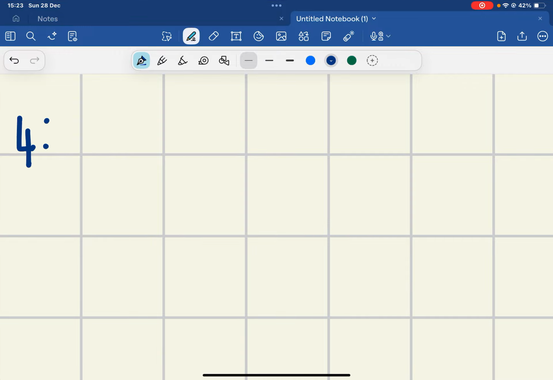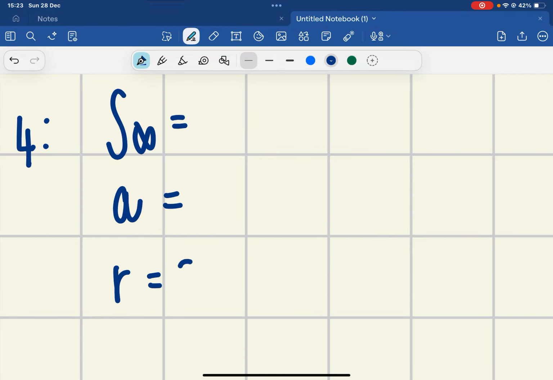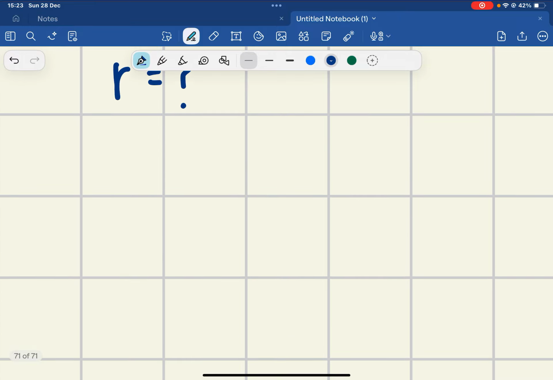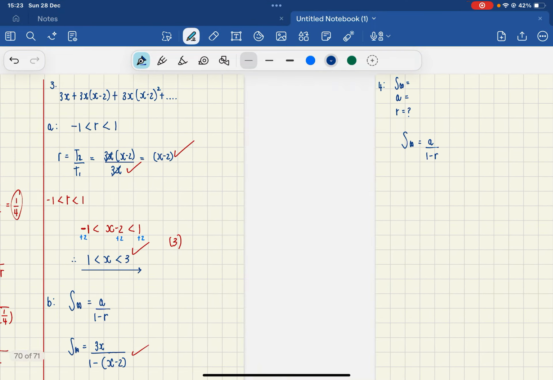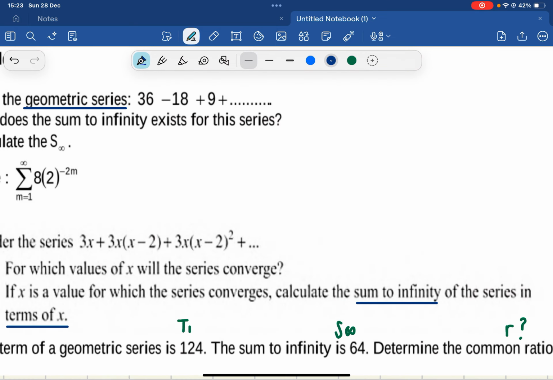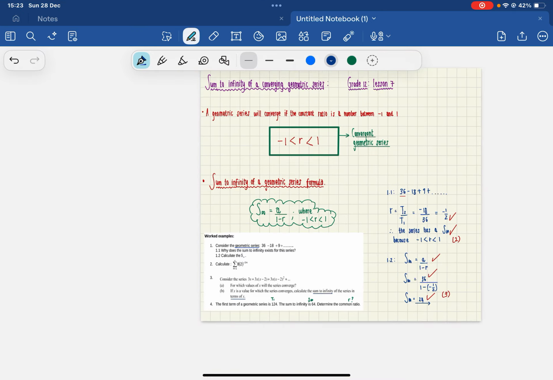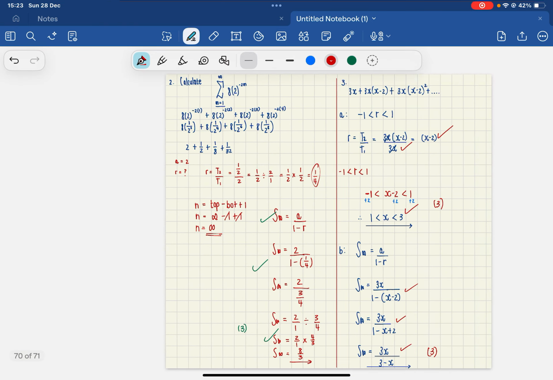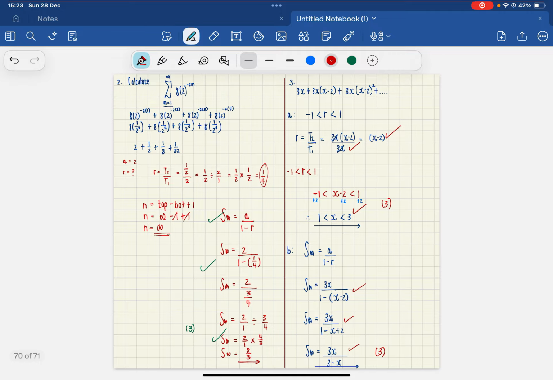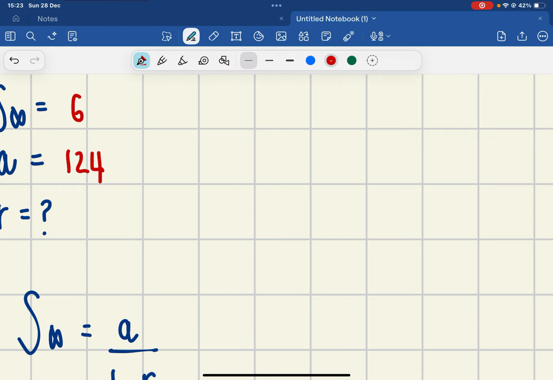Question 4. So the sum of infinity is given to us. Our a value is given to us, but we're looking for r. What formula would you be using? You would be using the formula S of infinity is equal to a over 1 minus r, because we're missing one variable and they're looking for one variable. And boys and girls, we're saying that the first term, a, is 124, and S of infinity is 64.